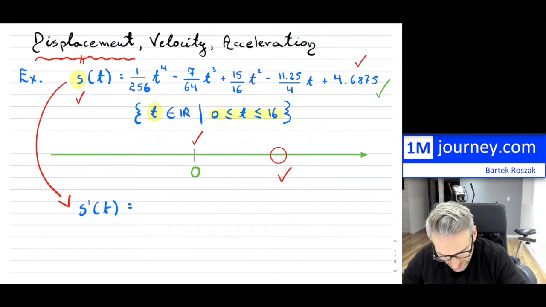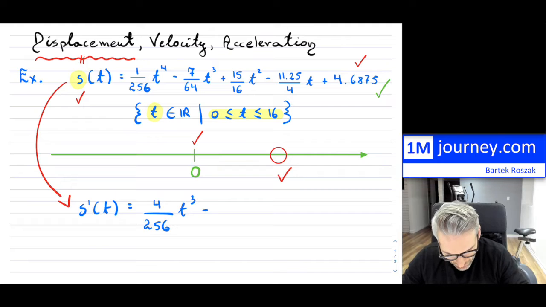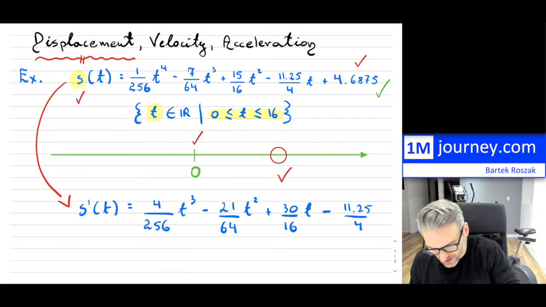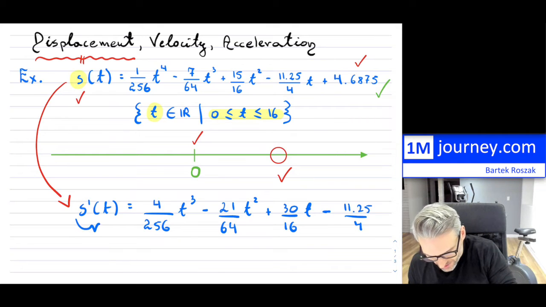So in this case, if I took the derivative here, it's a very simple polynomial, and I can do that. So this would have been t cubed minus 21 over 64, and I'm not going to simplify things in here, t squared, plus 30 over 16t, and then minus 11.25 over 4. So it's still relatively complicated, but that would have been its derivative, or as we would like to write, this is its velocity.